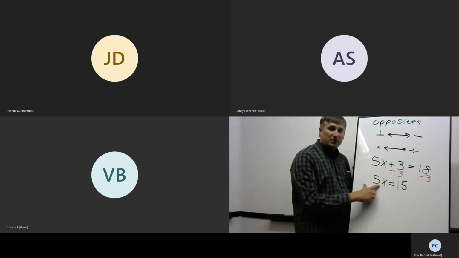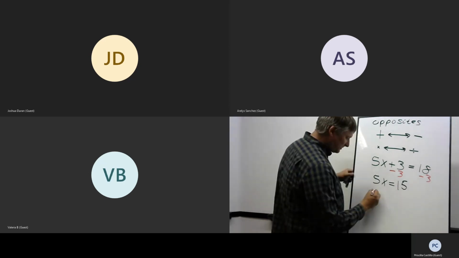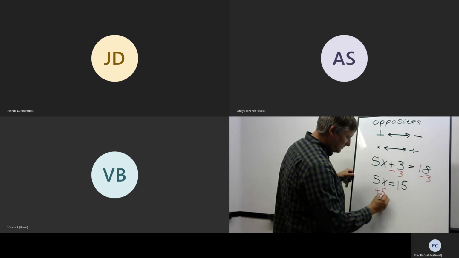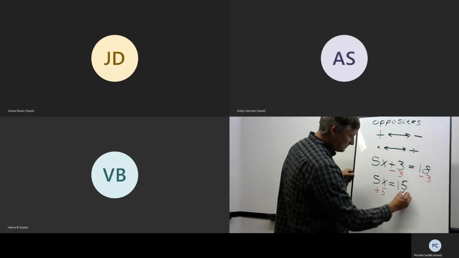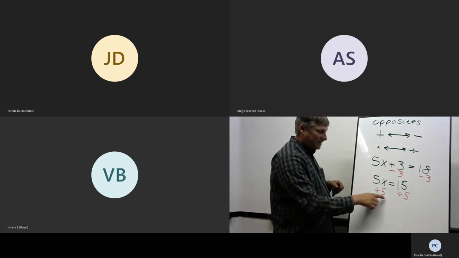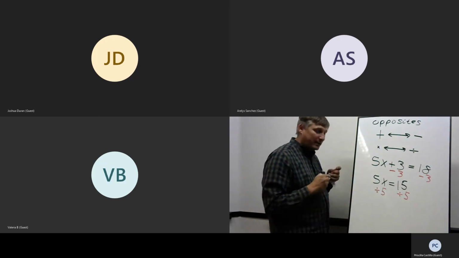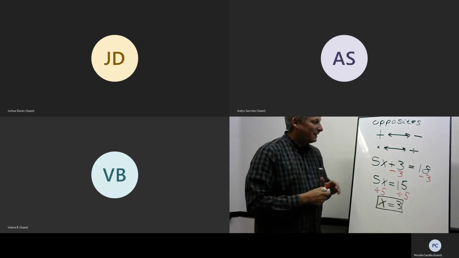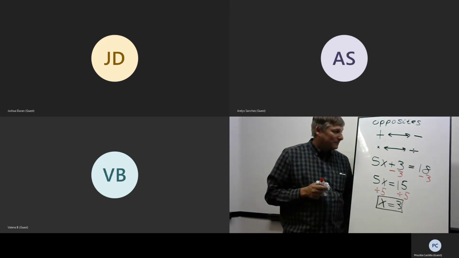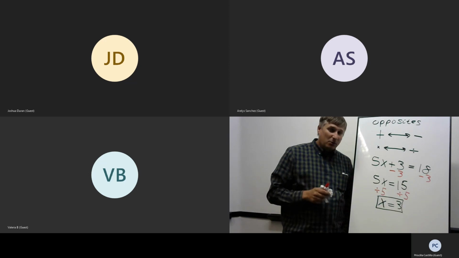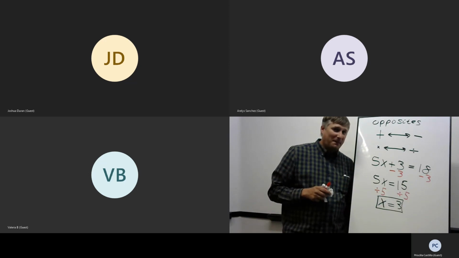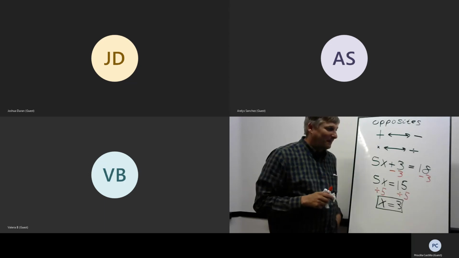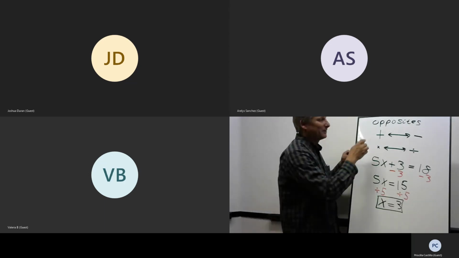And now we'll do the opposite of multiplication, which is division. So that'll make these cancel. And what we'll get is x equals 3. And that's going to be our answer. Now, questions about that? I'm going to do another example.